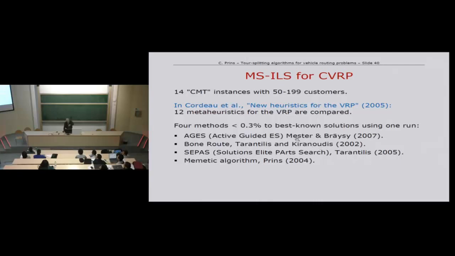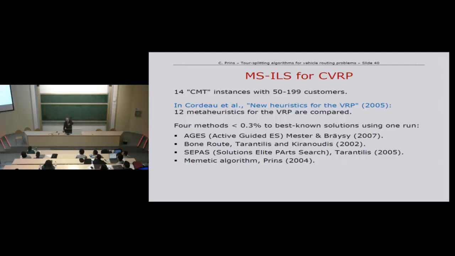So there is this one of Mester and Bräysy, active guided evolutionary strategy, and Bone Route. At the beginning, I discussed with Tarantilis. In fact, he speaks French. I said, why do you say Bone Route? Bone, it's a bone in English. C'est un os. And he said, no, it's a game of words. It's Bonne Route. Have a nice trip. In fact, it is really a French name.